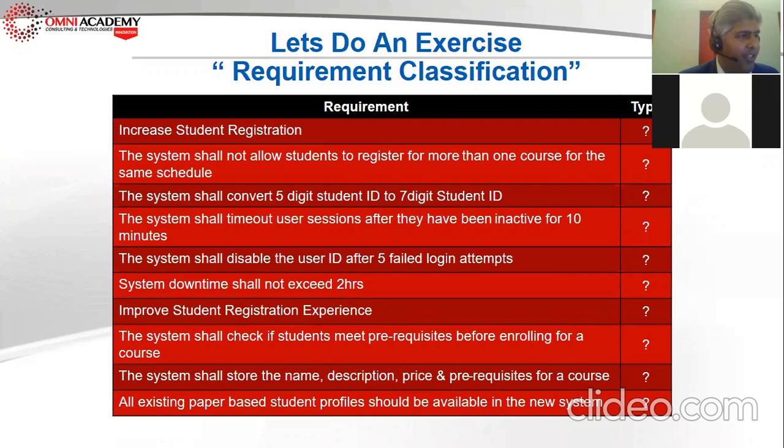Business requirement, actually no. Transition requirement. Yes, solution requirement, stakeholder transition. Yes, okay. Sorry, I think I missed this one. Business requirement, okay. Yes, exactly. This is a business requirement.